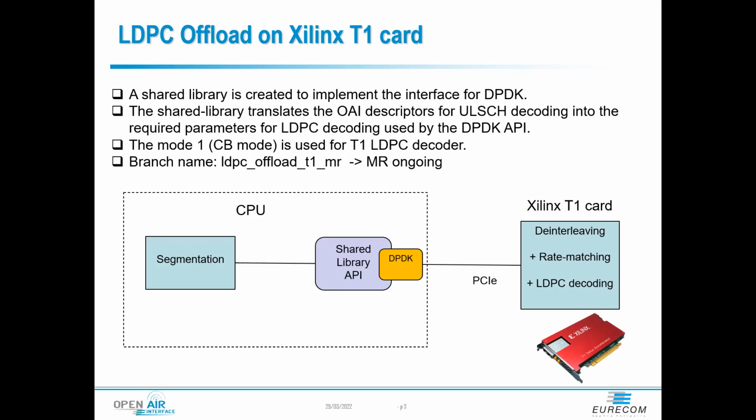This TBDK API is based on, on top of TBDK, we are using the test BBDev. For this IP, we are using only mode 1, which means code block mode. So each time we can only decode 1 code block, so we are using a loop to run for multiple code blocks. And the T1 is connected by PCI Express to the server.